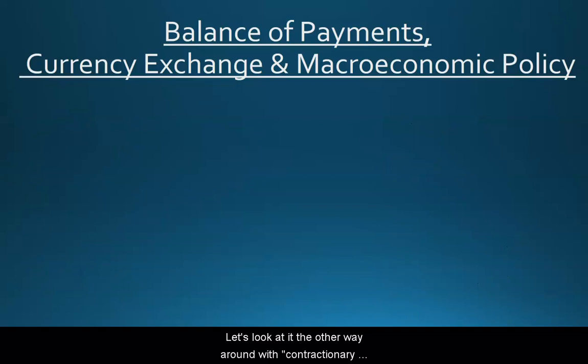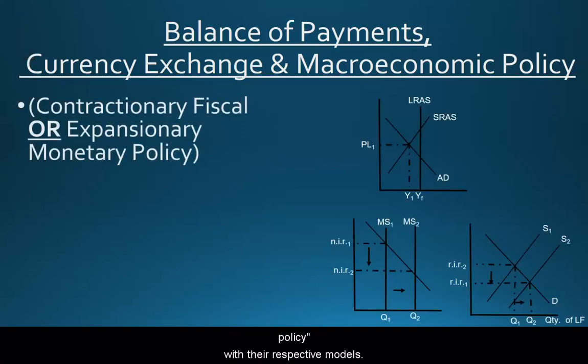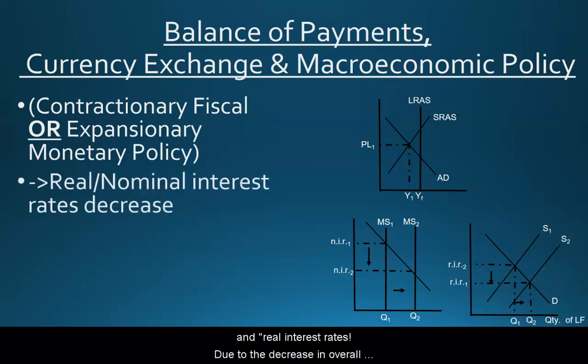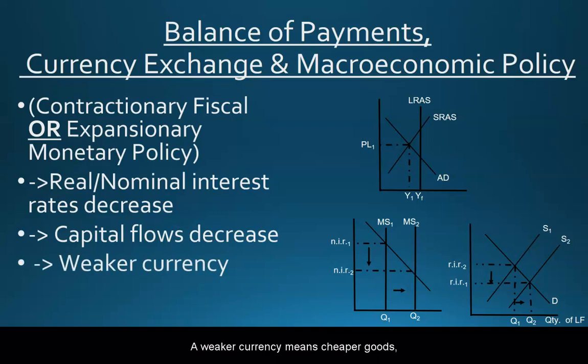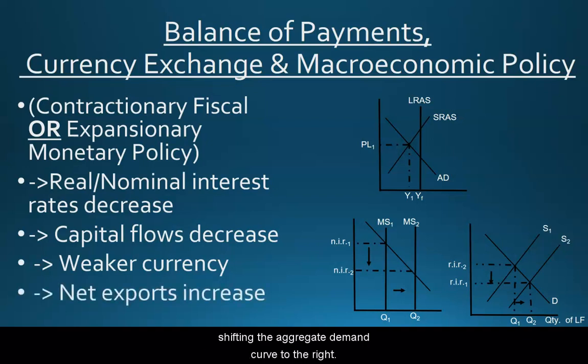Let's look at the other way around with contractionary fiscal or expansionary monetary policy with their respective models. This will lead to a decrease in price level, output, nominal and real interest rates. Due to the decrease in overall interest rates, capital flows will decrease for their country, leading to a weaker currency. A weaker currency means cheaper goods, which allows net exports to increase, shifting the aggregate demand curve to the right.